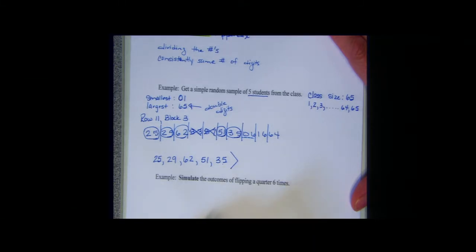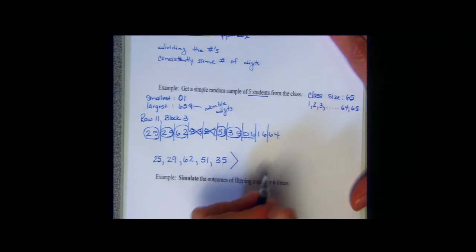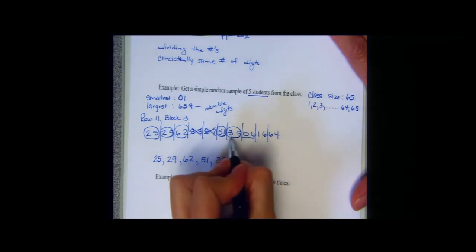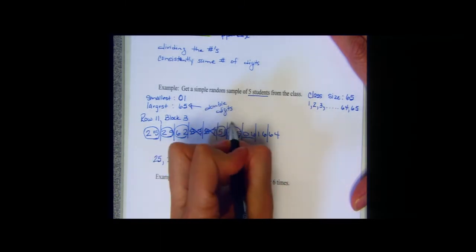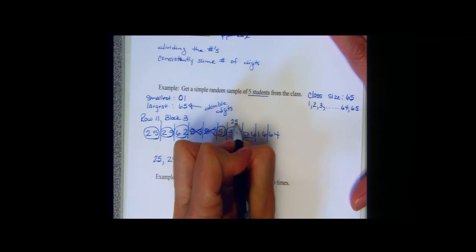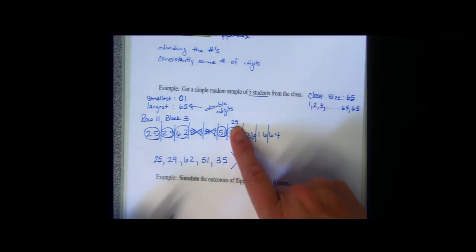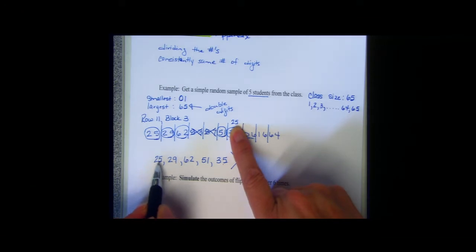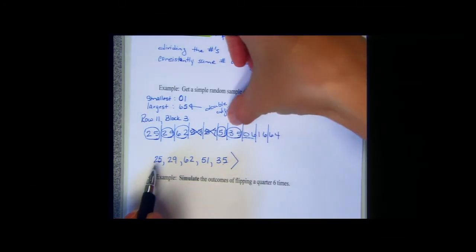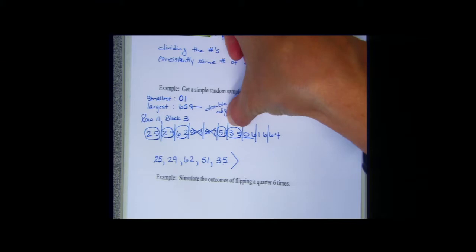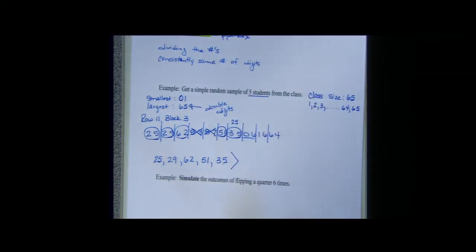Also, this did not happen, but had, say, this number instead of 35, say it would have been a 25. Well, if I hit 25 here, I go, student 25 has already been used, so I cannot use that same student twice. So be careful of that.